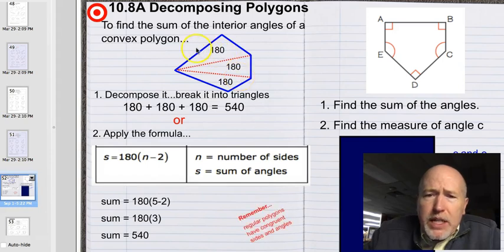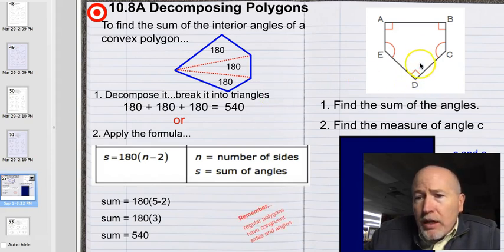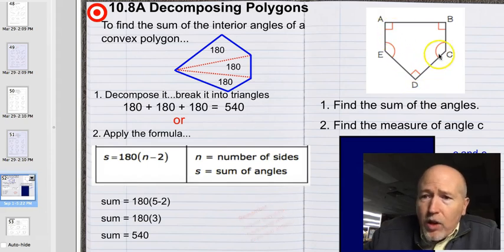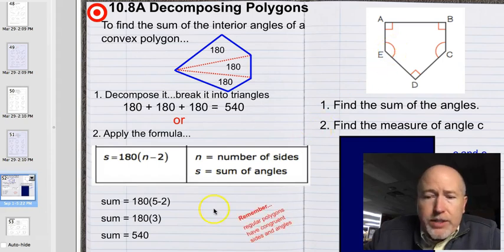That means this pentagon, with 5 sides, has 540 degrees. Here's another pentagon. Look, I can connect this one to make a triangle. I can connect this one to make a triangle. 1, 2, 3 triangles, 540 degrees.